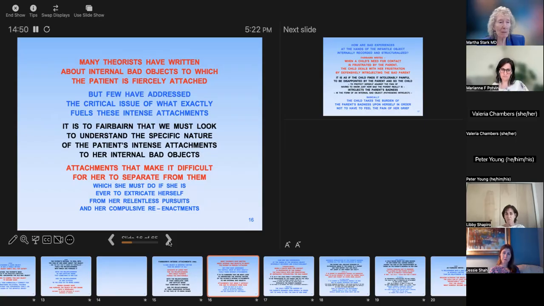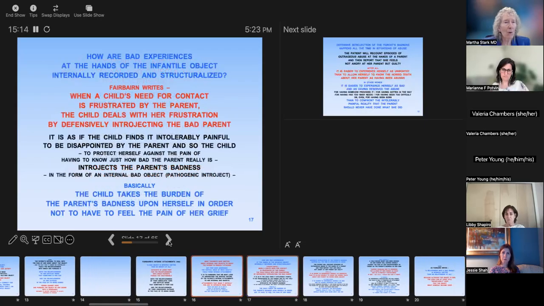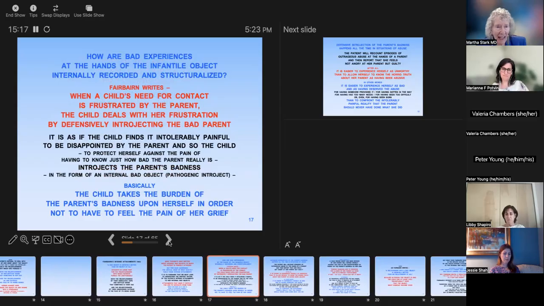So it's to Fairbairn that we must look to understand the specific nature of the patient's intense attachments to her internal bad objects, attachments that make it difficult for her to separate from them, which she must do if she is ever to extricate herself from her relentless pursuits and her compulsive and unwitting reenactments. Next, please. So how are bad experiences at the hands of the infantile object internally recorded and structuralized?